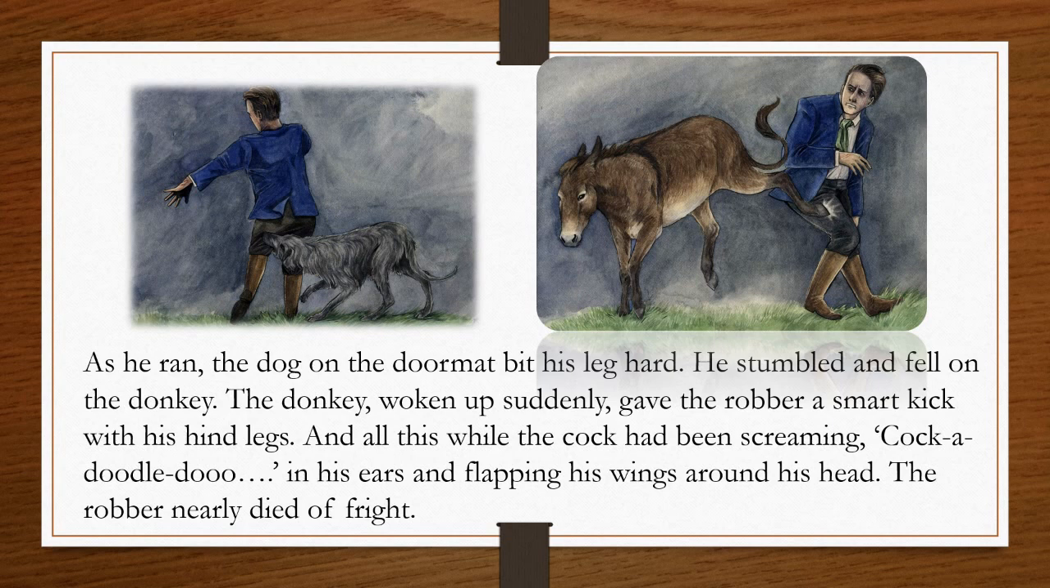Now, students, as the robber tried to run from the house, the dog was at the doormat. The dog bit his leg, as you can see in the first picture. The robber stumbled and fell on the donkey. Now, students, where was the donkey sleeping? Very good. The donkey was sleeping on the straw in the yard.